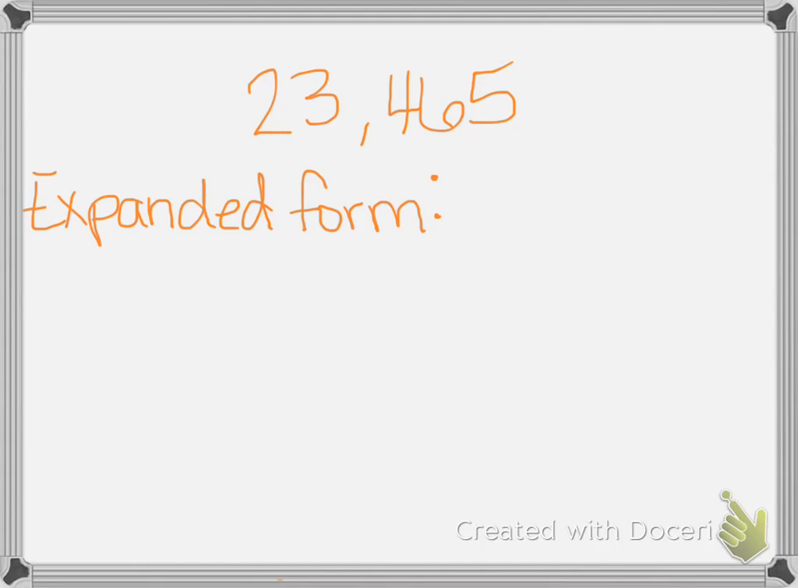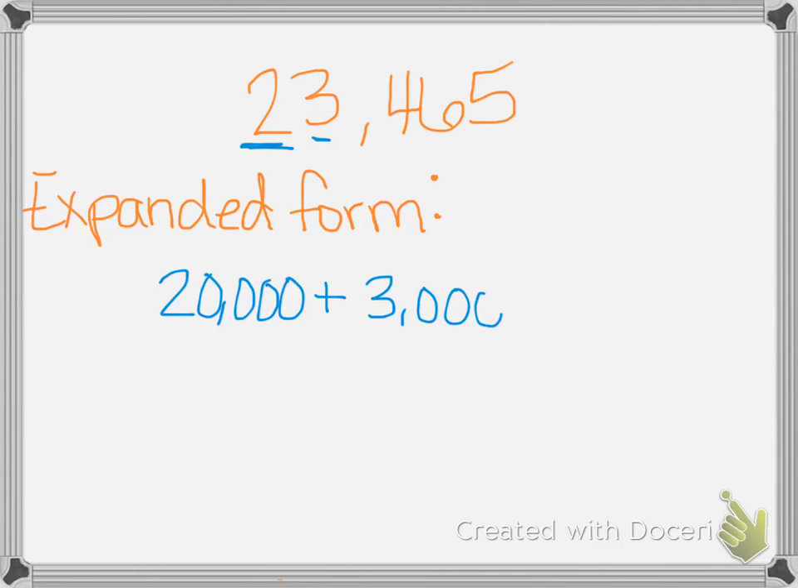And the last one, number 6, says write the following number in expanded form. So I just look at each one of my place values. The 2 is in the 10 thousands. So therefore, 20,000 plus the 3 is in the thousands, 3,000 plus the 4 is in the hundreds plus the 6 is in the tens. Plus the 5 is in the ones. That's how you write 23,465 in expanded form.